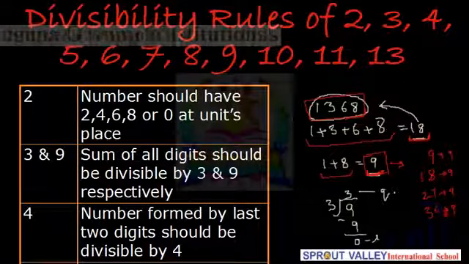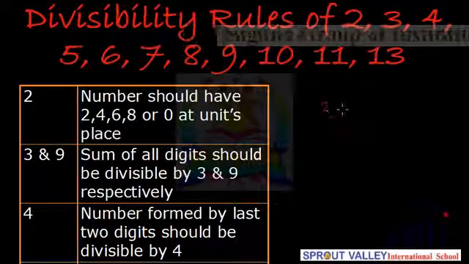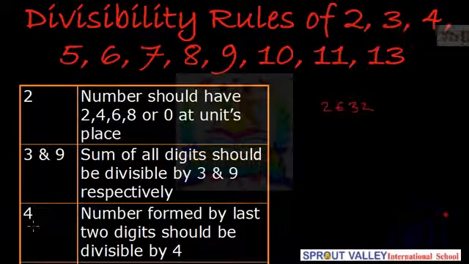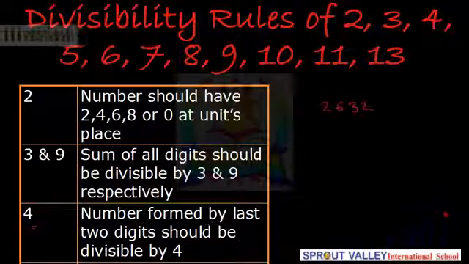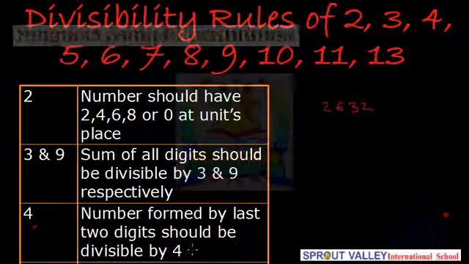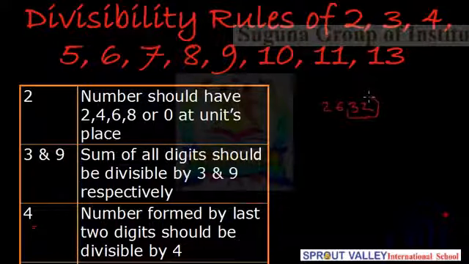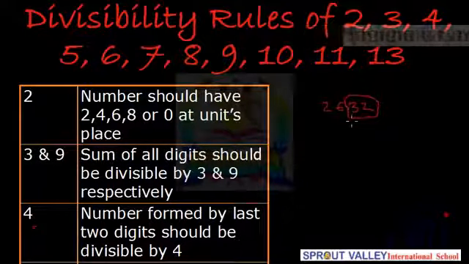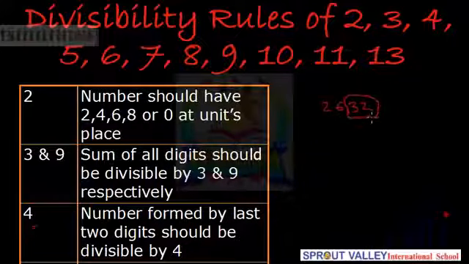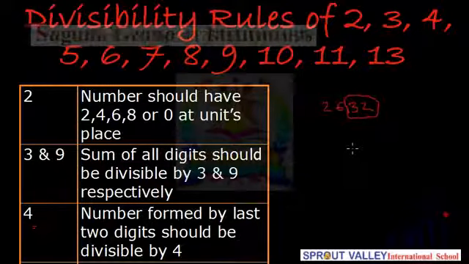And then we have divisibility rule of 4. So if I take a number like 2632, divisibility rule of 4 says the number formed by last two digits should be divisible by 4. So according to this rule, if this 32, which is the number formed by last two digits, is divisible by 4, this 2632 will also be divisible by 4. So let's check the divisibility of 32.